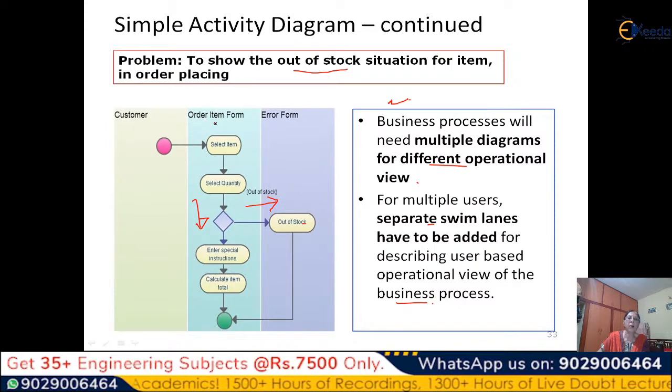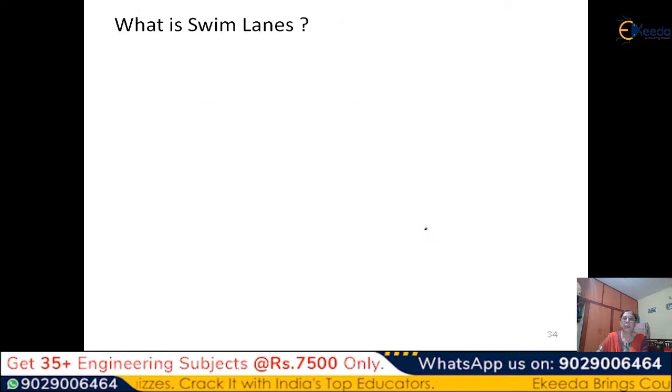So here you have the order item form. Here you have the customer. These two are part of the interface. This and this both. So here you are getting out of stock. Once it becomes out of stock, it will go out. This one we will deal with in the next slide.